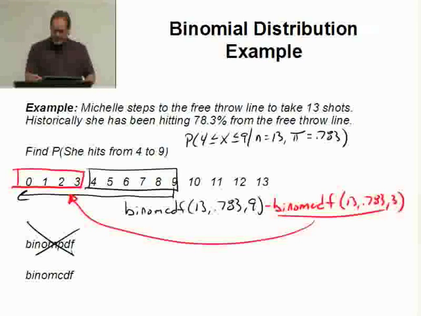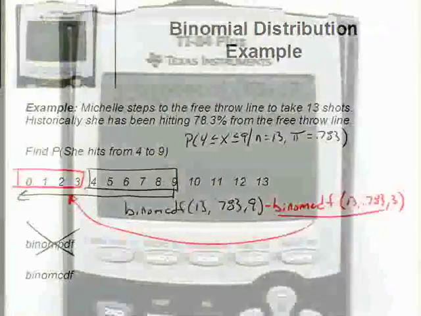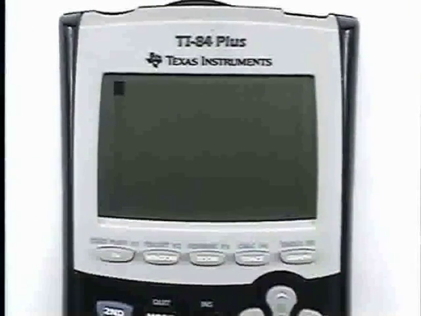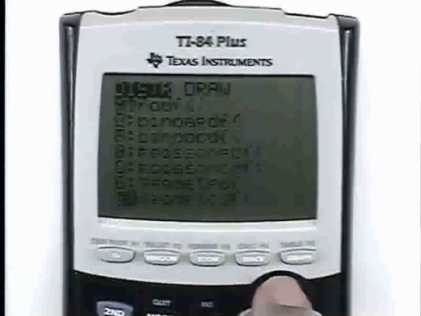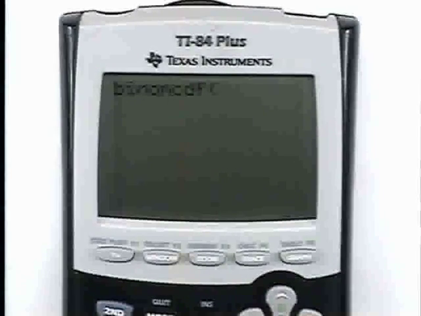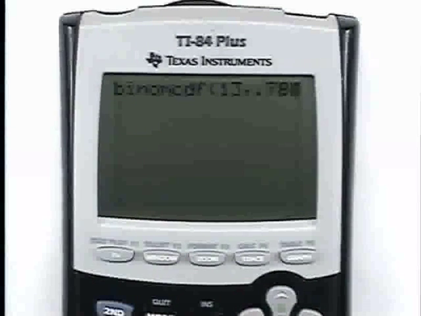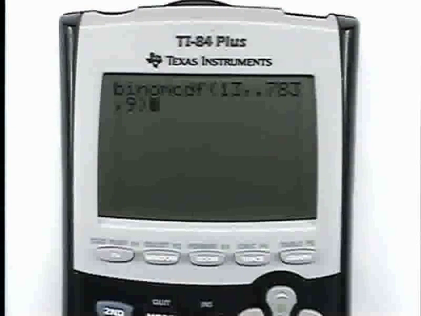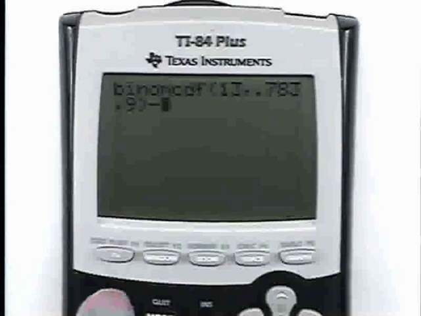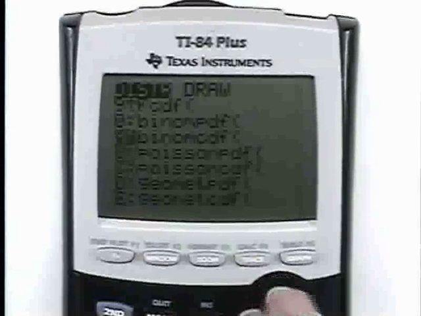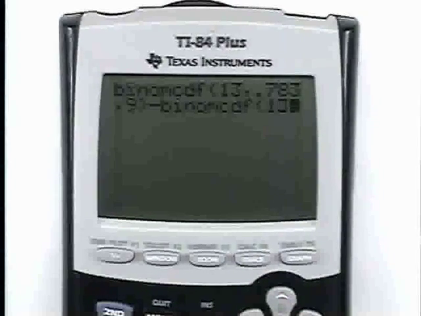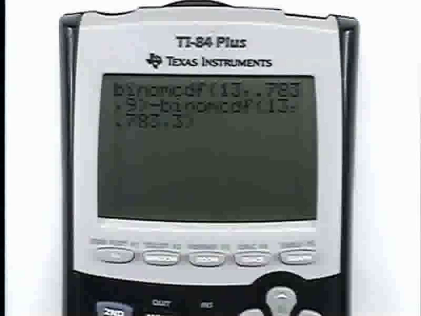So let's go ahead and take a look at the calculator and actually do it. I'll clear this from the last one. Go second distribution, binom CDF 13, 0.783. That was 9. I'm going to go all the way up to and stop at 9. Minus second distribution, go back to binom CDF 13, 0.783, comma 3. Go subtract off the probability of 3 or fewer. Hit enter.